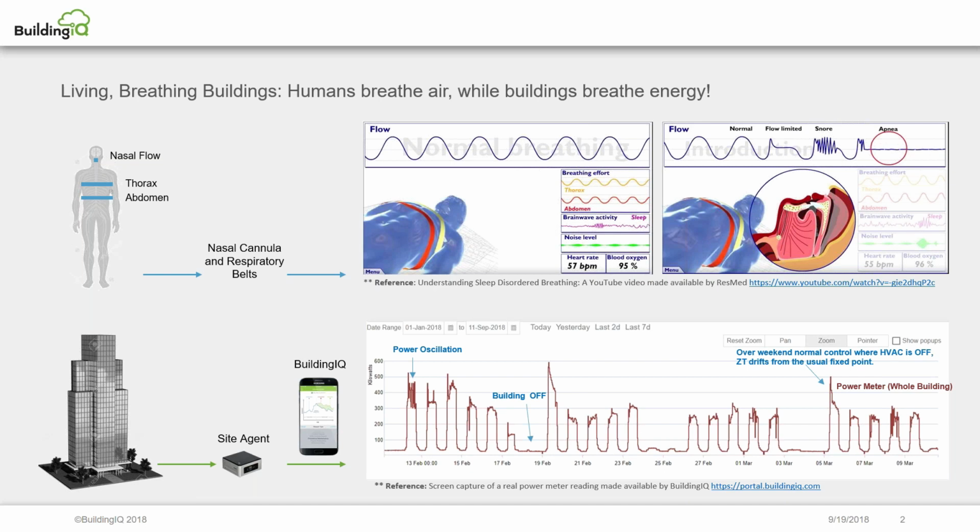Also, in your breathing, you could have an apnea, which is a problem because it's basically the cessation of breathing, like you stop breathing. You could have something similar in your total building power. But if that happens during the weekend, that is not a problem at all. If it happens during a working day, then that's a problem. Why did the building stop breathing energy? So this is a nice similarity between the two.